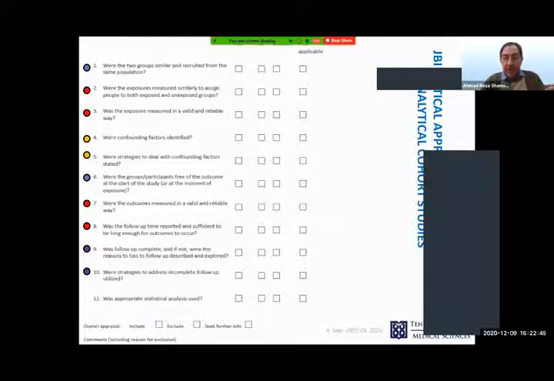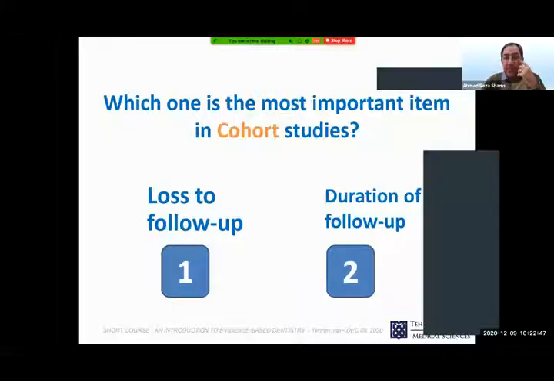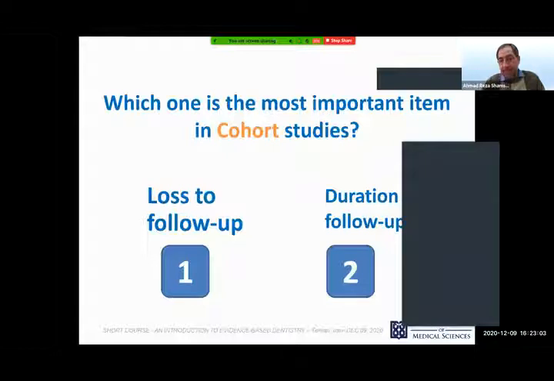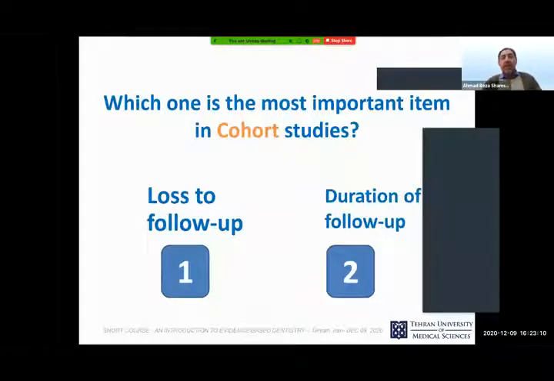Okay, the last question. Which one is the most important item in cohort studies? Loss to follow-up or duration of follow-up? Great. Again, both of them are important, and loss to follow-up is more important.